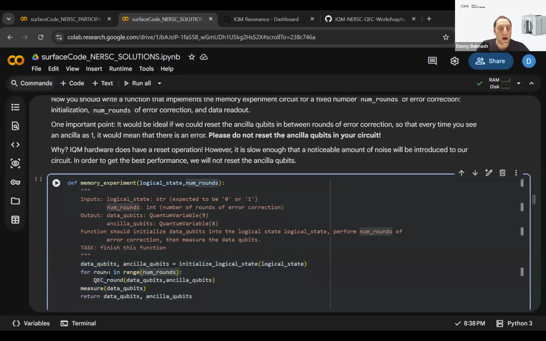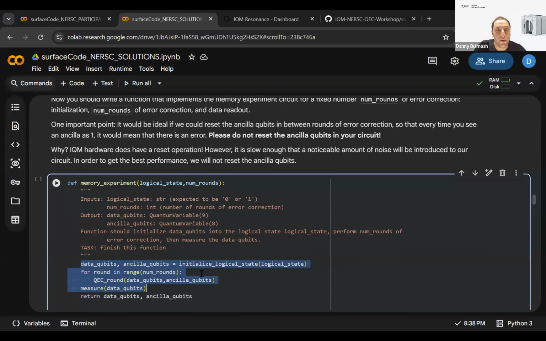And then we just do a QEC round, number of rounds times. Then at the end, we measure the data qubits, and then we'll return the qubits. CRISP actually operates so that you don't have to return the measurement results, just so you know. Just putting in measure will output the measurements automatically. So that's it. This is the full memory experiment.